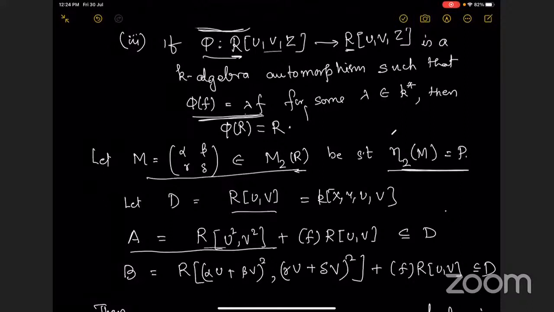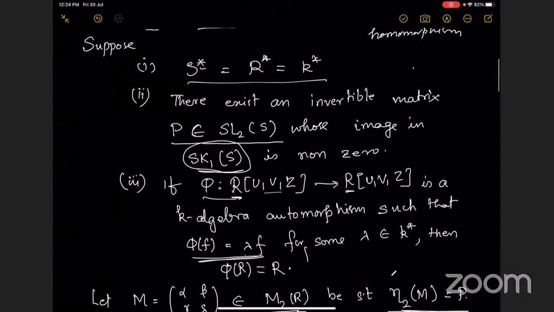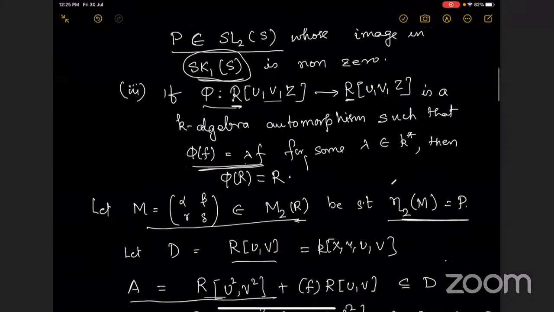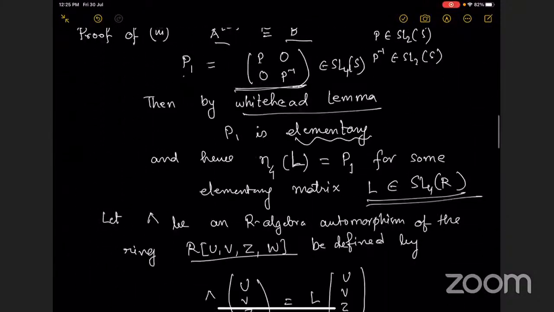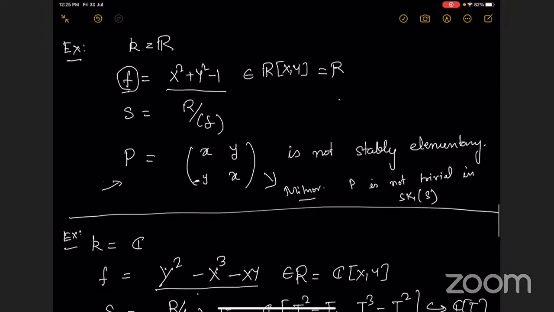So what happens in that case? Because you said there is a P in SL2 of S whose image is in SK1 of S. No, for one-dimensional, I am not giving you the example. But who said SK1 of S is trivial in one-dimensional domain? Over F_p bar, I think Mrinal sir's result or something. If Ravi sir is here, I think he can confirm. This is a result due to Milner. I have not proved it.